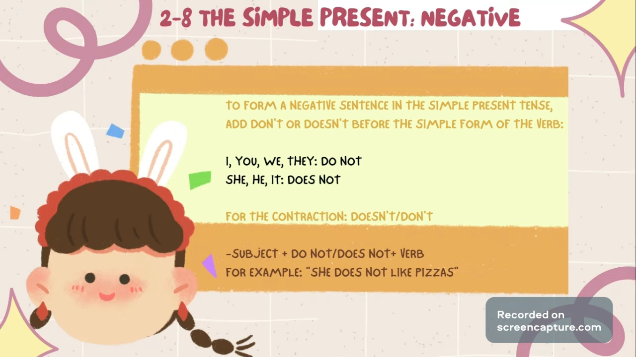The form is subject, do not or does not, and verb. For example, she does not like pizzas. So the subject is she, and we use does not and the verb like.